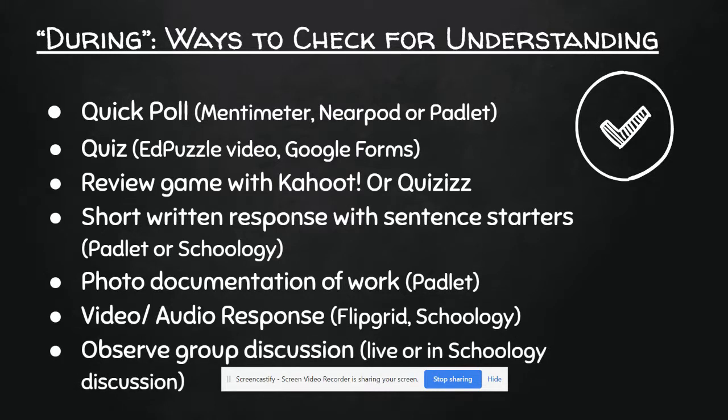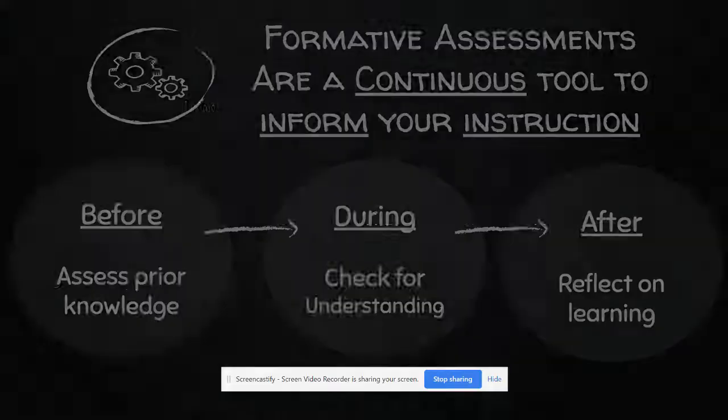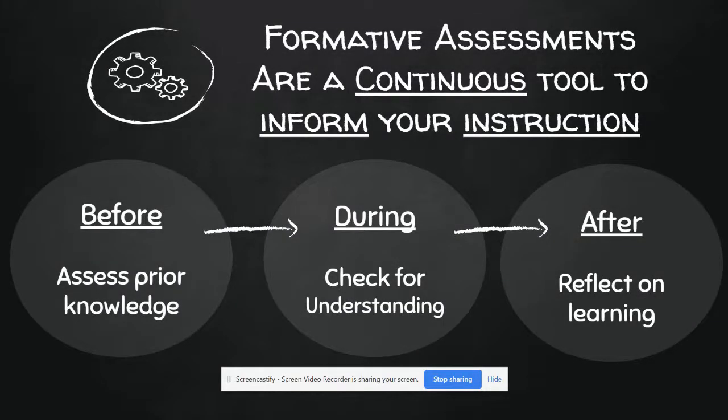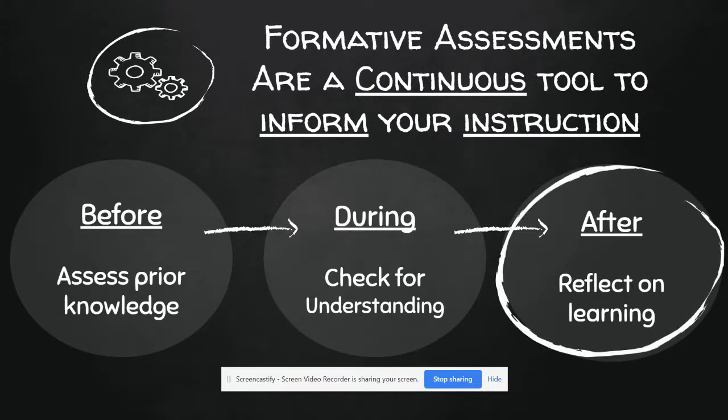And you could simply observe a group discussion, whether that be an in-class discussion or an online discussion, but really using what students say to respond and adjust our instruction. So the last way that we can formatively assess is after the instruction, to have students reflect on their learning.